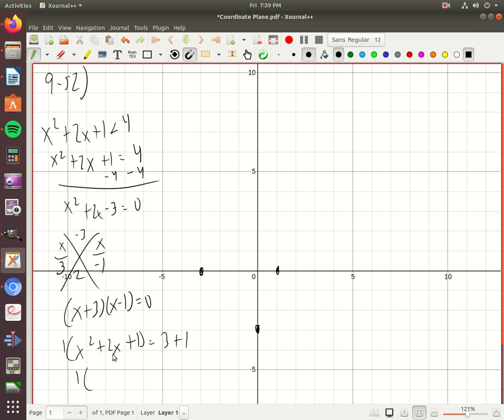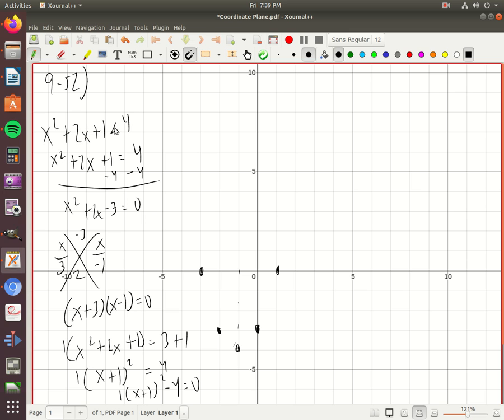I get the perfect square of this, which would be (x plus 1) squared equals 4. And now I'll just subtract 4 from each side to put it together. And you can see I get negative 1, negative 4 as my vertex. Because of symmetry, I should have a point here, right? That thing folds in half right there.